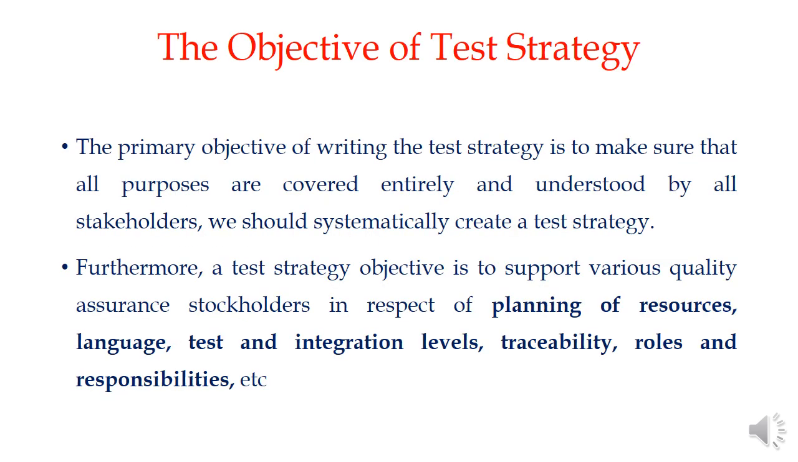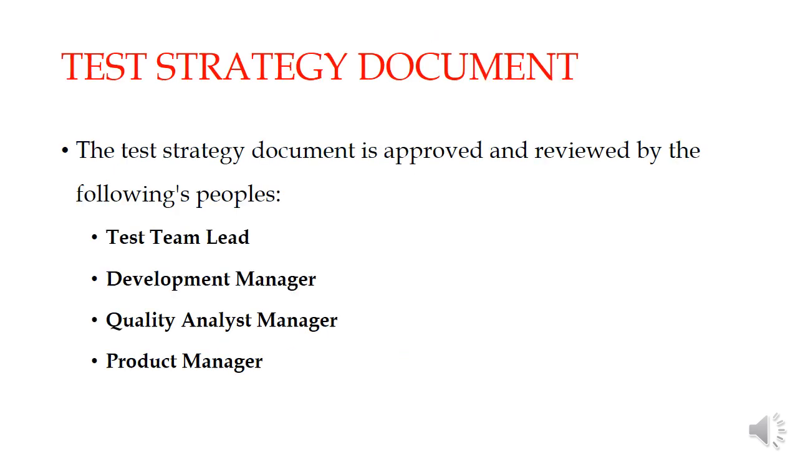The objective of test strategy. The primary objective of writing the test strategy is to make sure that all purposes are covered entirely and understood by all stakeholders. We should systematically create a test strategy. Furthermore, a test strategy objective is to support various quality assurance stakeholders in respect of planning of resources, language, test and integration levels, traceability, roles and responsibilities, etc.